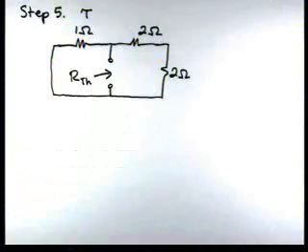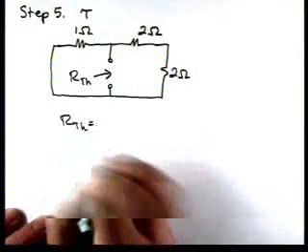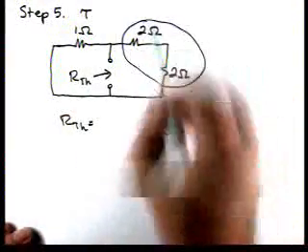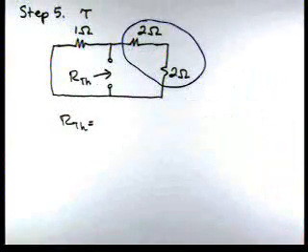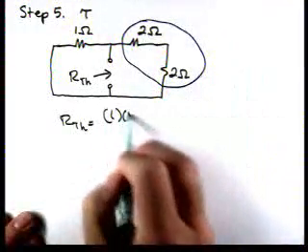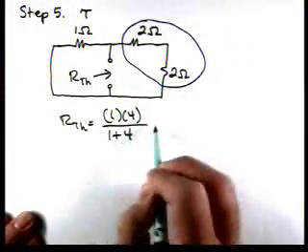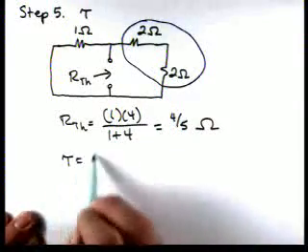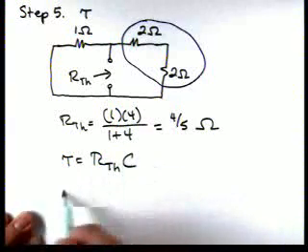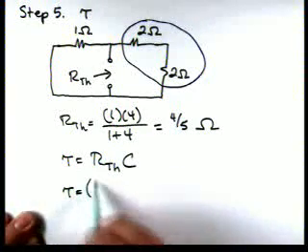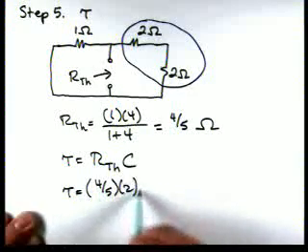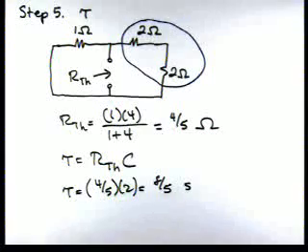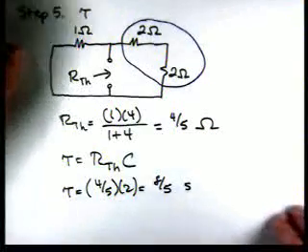Okay. So in our case, we've basically got these two resistors in series, and they're in parallel with that 1 ohm. So we have 1 times 4 over 1 plus 4, which is 4/5 of an ohm. And remember, for an RC circuit, the time constant is R Thevenin C. So we have 4/5. Our capacitance was 2, and that says we have 8/5 of a second is the time constant.